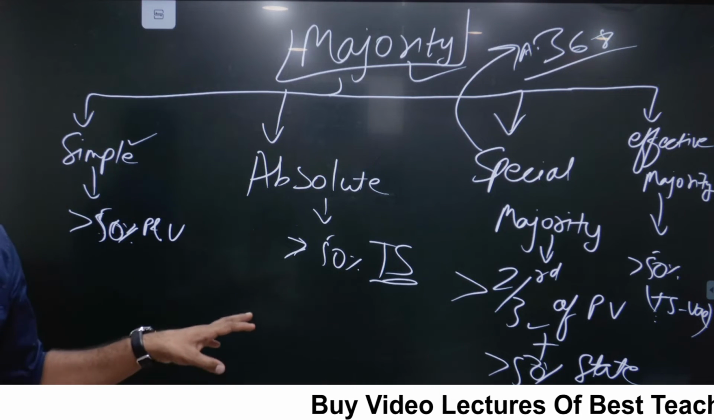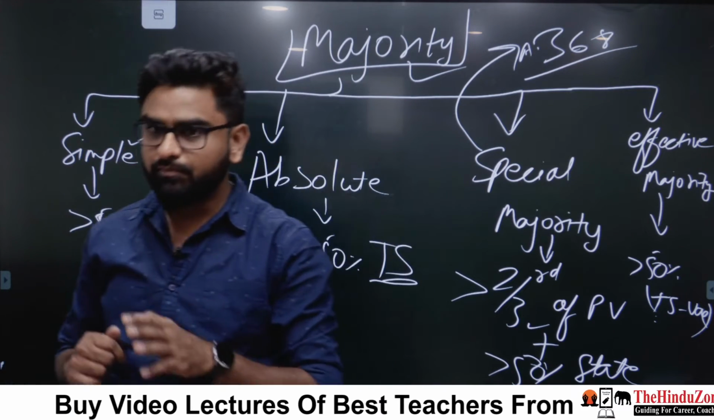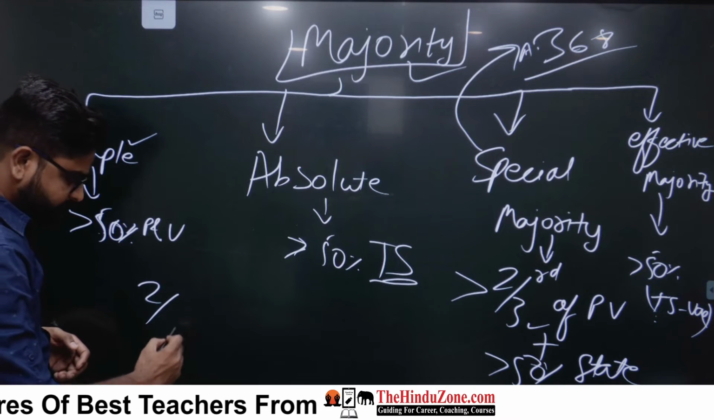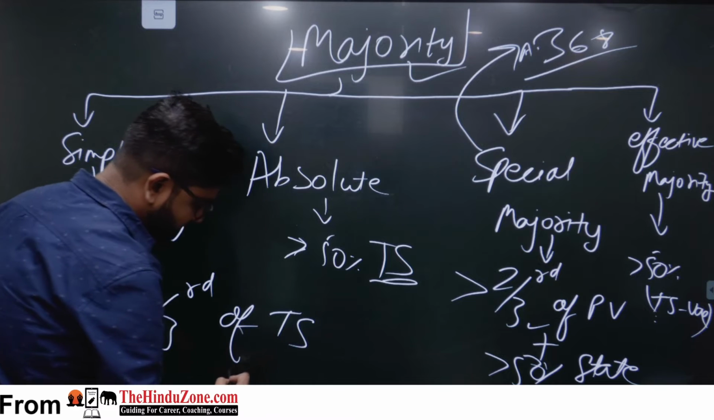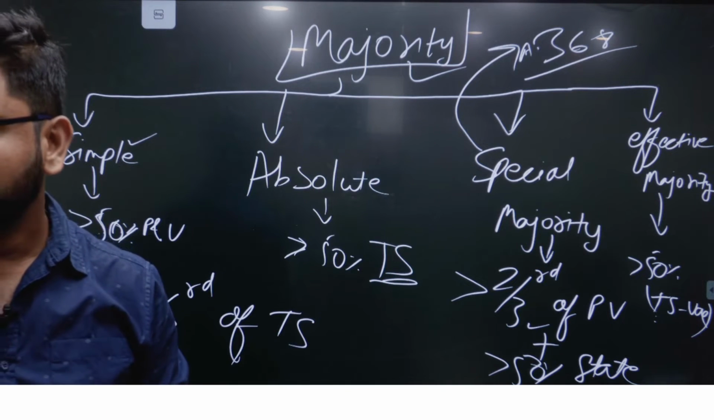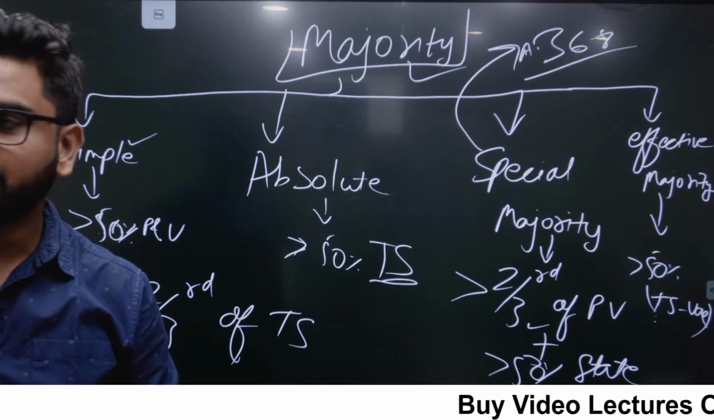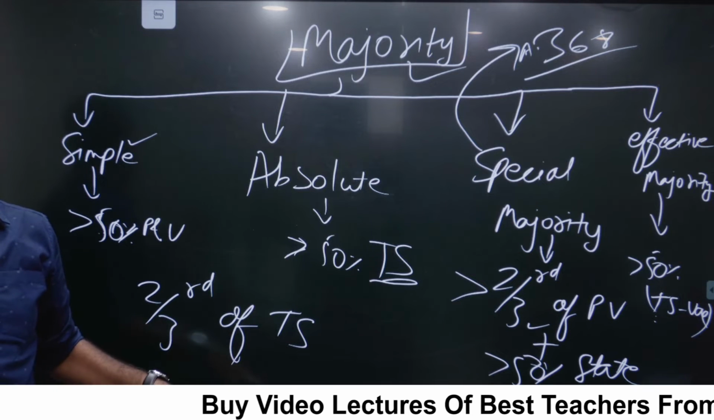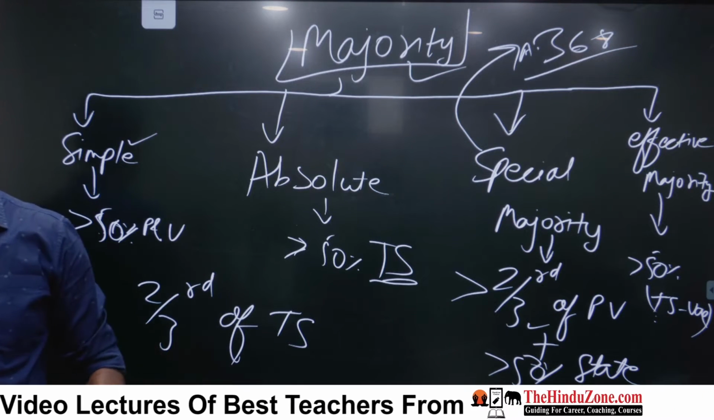All these majorities are clear. So in that, she has named another majority, the very special majority that we have, which is 2/3 of total strength. This is used only at one place in the entire constitution, for removal of the president, impeachment. Except for the president, it is not used anywhere in the constitution. That is 2/3 of total strength.